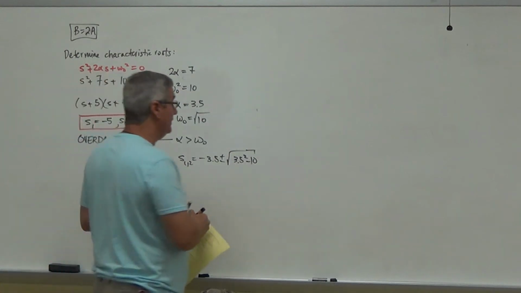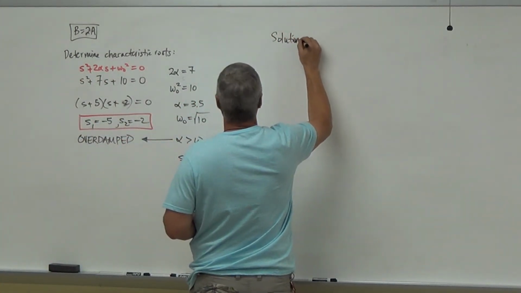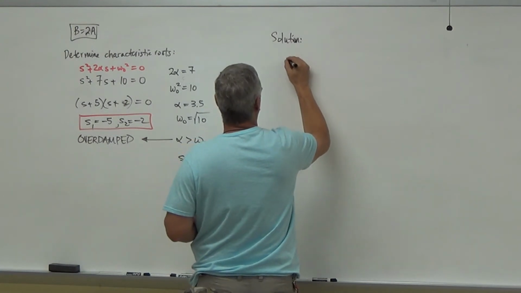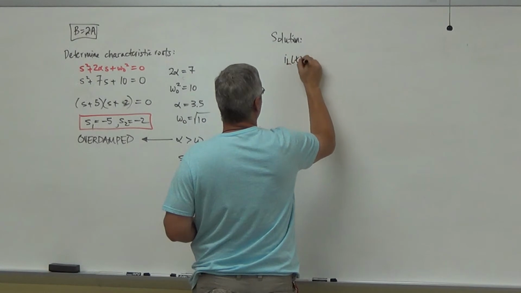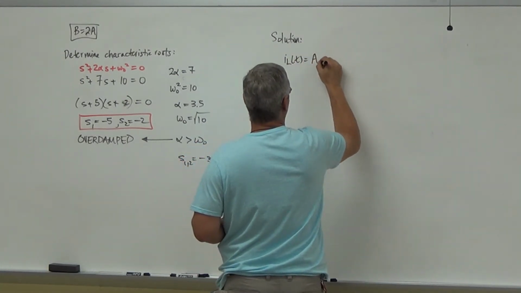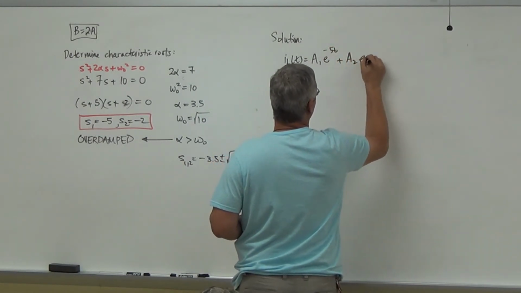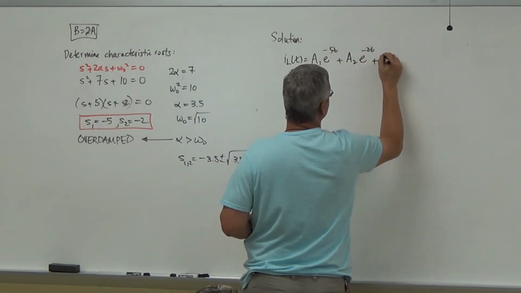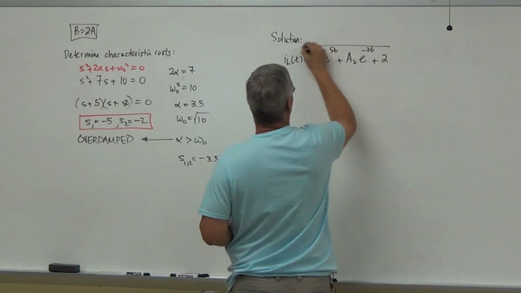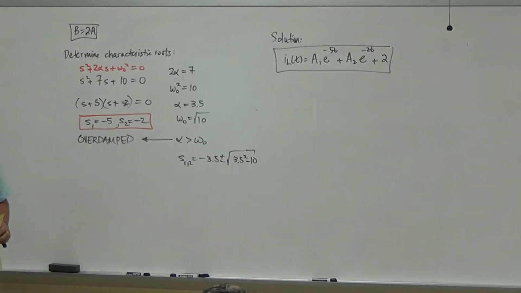So then, what do I mean? That means that the solution must be what? So I go, IL of t has to equal A1 e to the minus 5t plus A2 e to the minus 2t plus the constant 2. That's my solution right there. Yes? Any questions?